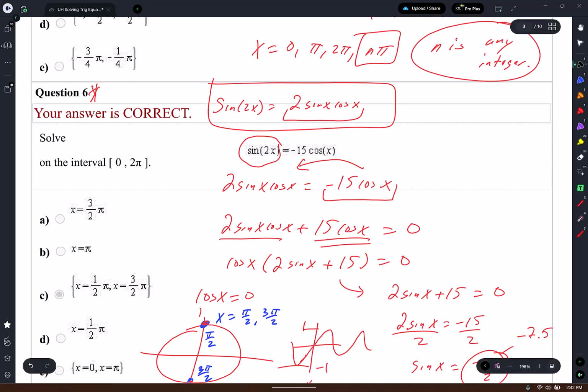Did anyone take summer prep here? Anyone know what sine A plus B is? Through summer prep? Yeah, you guys know. If you guys don't know this, then don't worry about it.